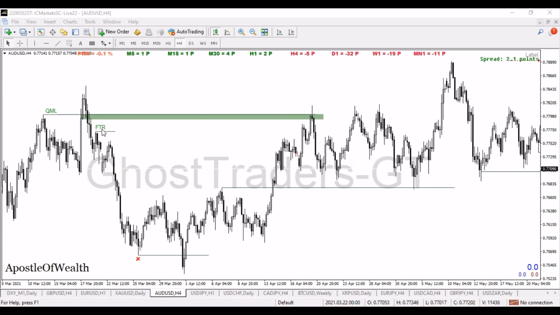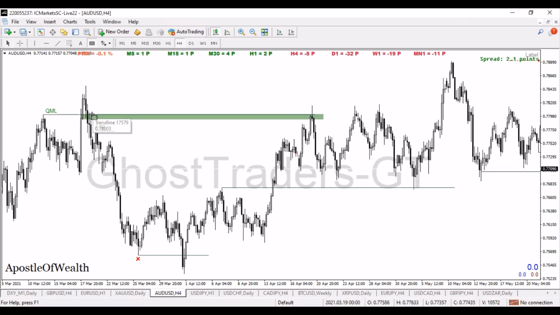We get to see that we have our FTR here, which simply means failure to retest. It simply means price tried to go up to retest this level of our QML, but somehow it failed to get to this level. When price does something like that, it simply validates the level of our QML. It gives us confluence, because price is gonna get to this level here and collect all this buy side liquidity.